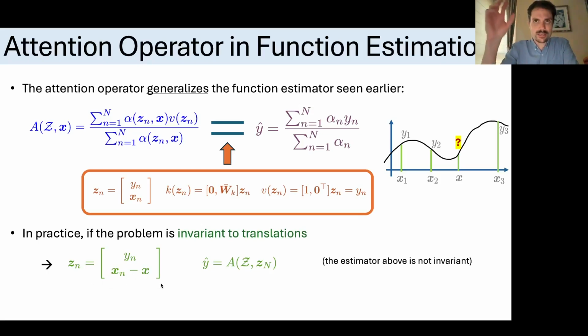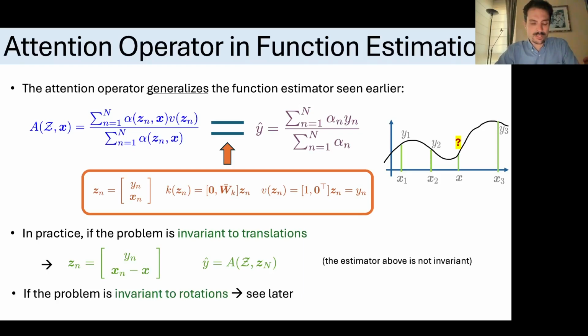This is like shifting or moving the coordinate system to the evaluation point. So it is as if we shift the observations in such a way that we always have to estimate the function at the origin. And it is also possible to make this estimator invariant to rotations using a trick that we will see later.